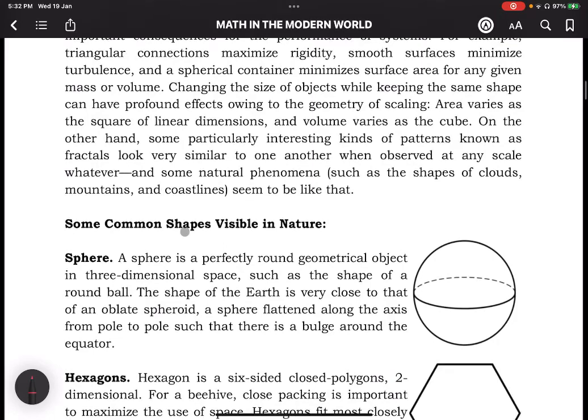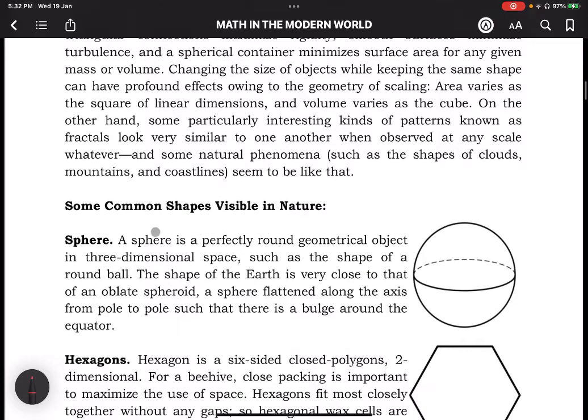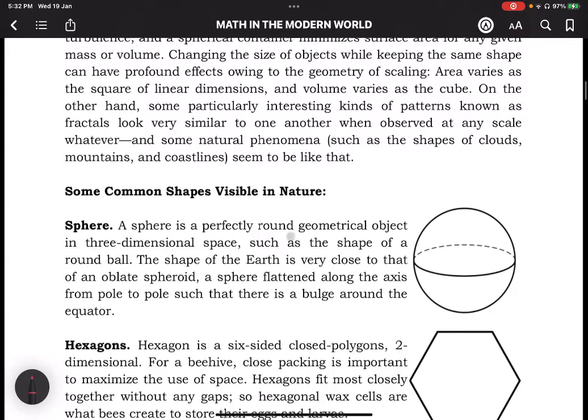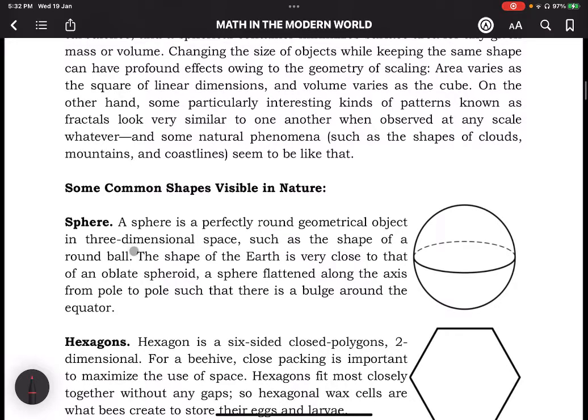Ano yung common shapes natin, no, na visible in nature? We have sphere. Sphere is a perfectly round geometrical object in three-dimensional space, no? So iba ang sphere sa circle, no? Pag circle, 2D lang siya. Pag sphere, ito 'yon, no? Three-dimensional.